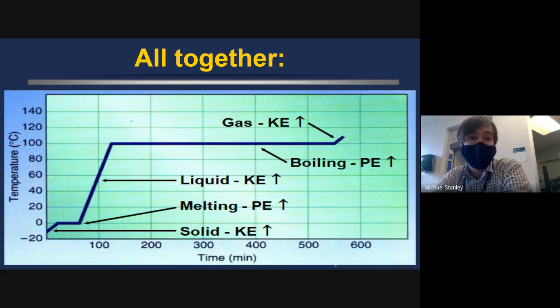Anybody have any heating curve questions right now? Anything that you want me to go back and talk about with this heating curve right here?